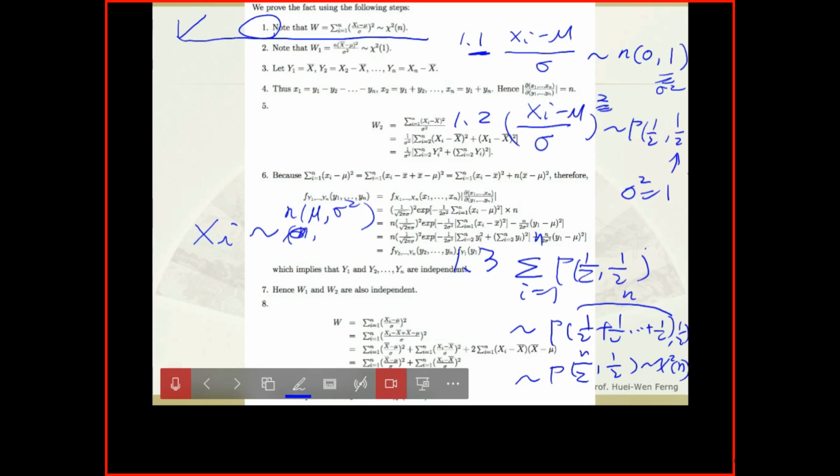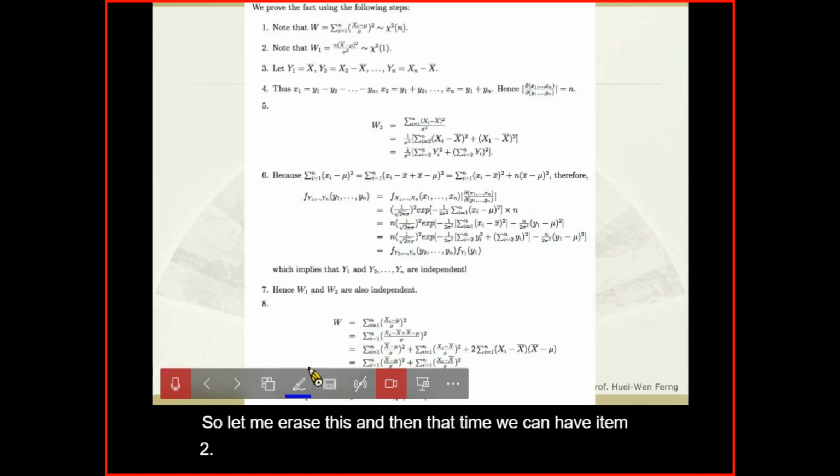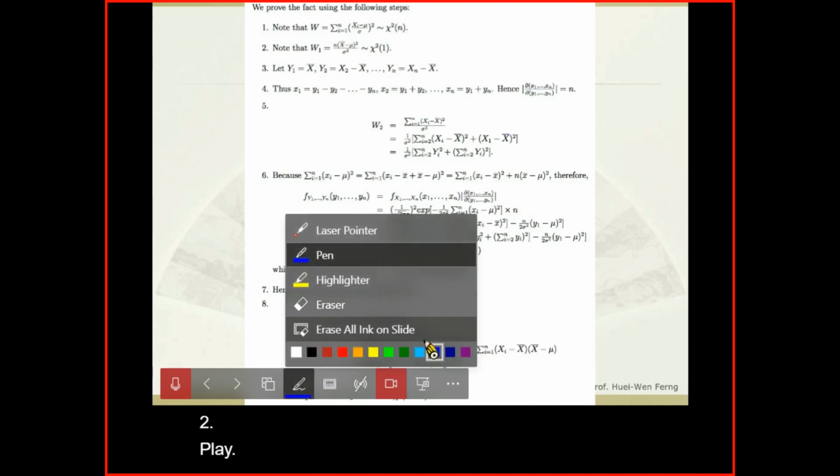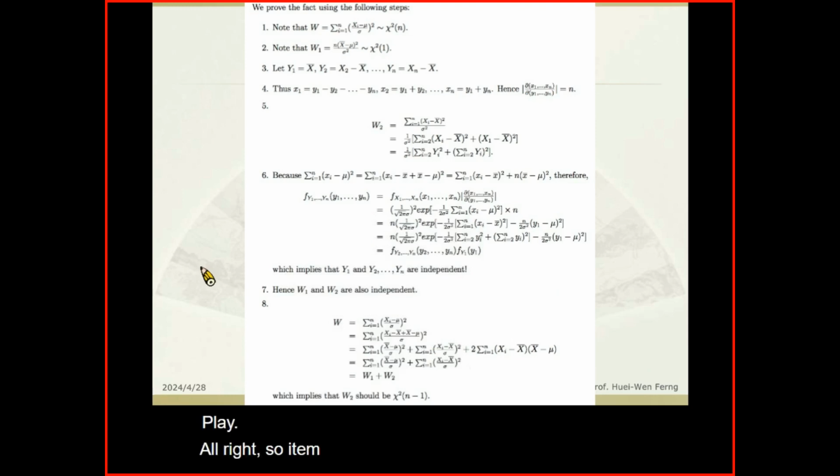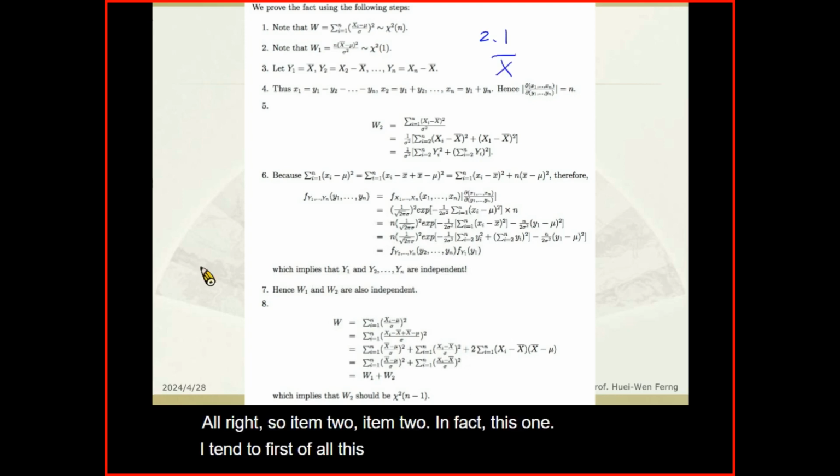So let me erase this, and then later we can have item 2. All right, so item 2. Item 2, in fact, this one. Item 2, first of all, this one. Sample mean.